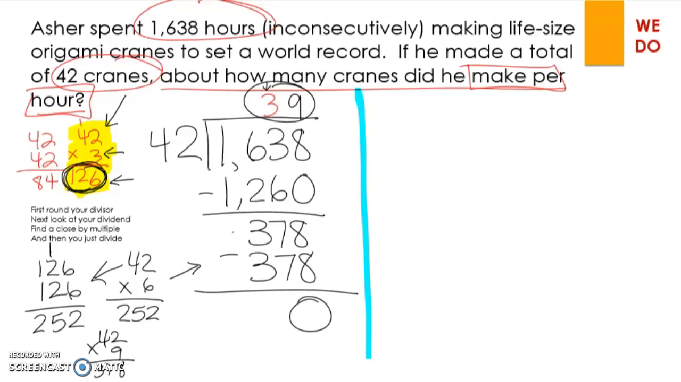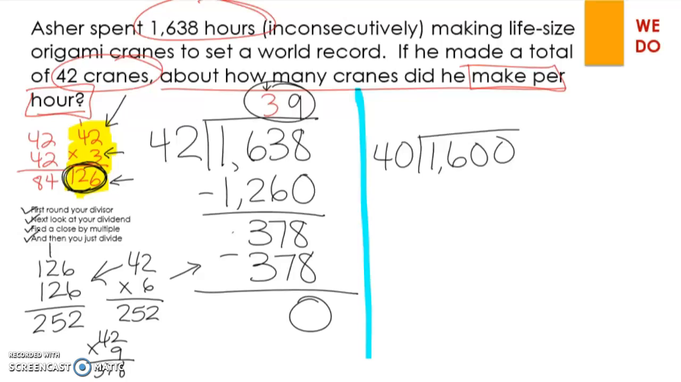Let's use estimation to check our answer. This is going to go a little faster. So first round your divisor. That is, we're going to round it to 40. Next, look at your dividend, 1,638. Find a close by multiple. I've already said it, 1,600. And then you just divide.